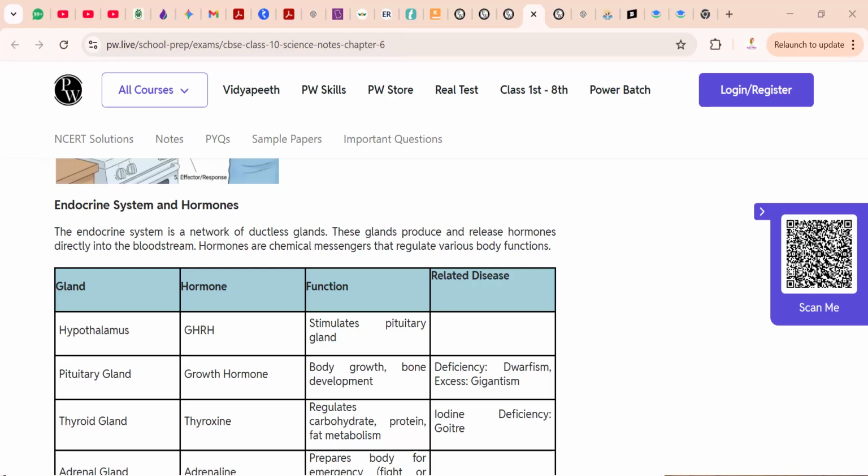And block your nose by pressing it between your thumb and index finger. Again, you put the sugar. Is there any difference? No. Why? Because the sugar is received by whom? It is received by the gustatory receptors in the tongue. Okay, so what is the function of the gustatory receptor? Gustatory receptor function is to identify the taste. So there is no difference in the taste.